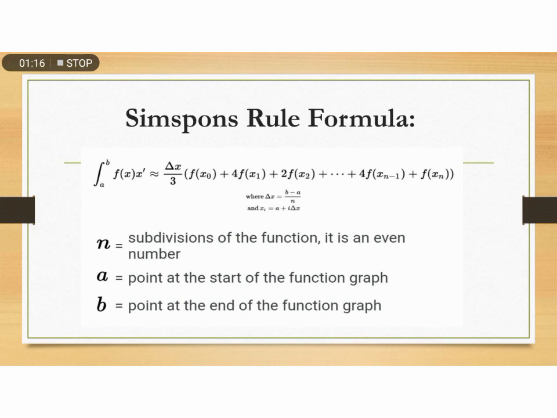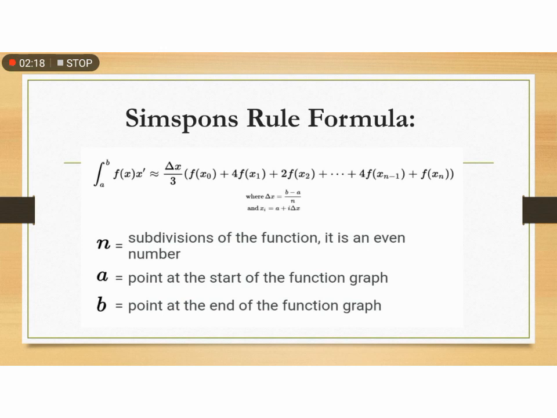Simpson's rule: the integral from a to b of f(x) dx is approximately the width over 3 times f(x0) plus 4f(x1) plus 2f(x2) plus 4f(x_{n-1}) plus f(xn), where the width of the rectangle equals (b minus a) over n, and the approximate value is the sum of the widths of the rectangles.